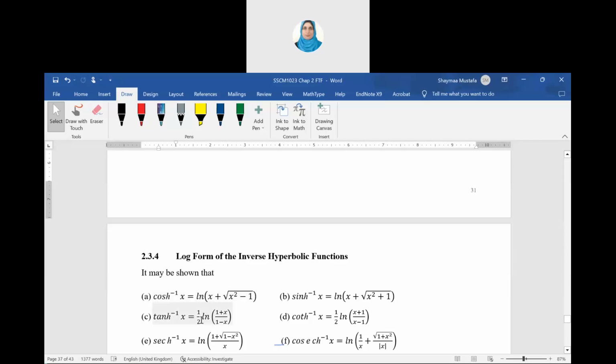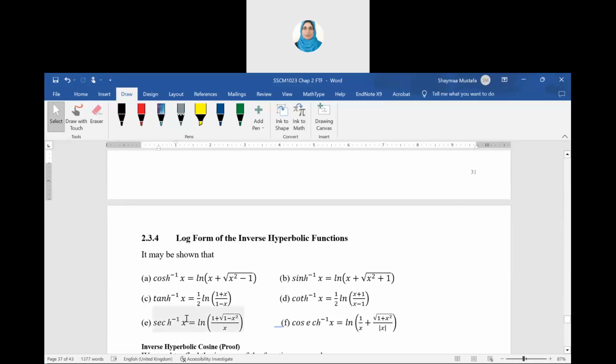The tanh inverse x is equal to 1 over 2 natural logarithm of (1 plus x) over (1 minus x). The coth inverse x is equal to 1 over 2 natural logarithm of (x plus 1) over (x minus 1). Similar for sech inverse and csch inverse x. These are formulas based on the natural logarithm. No need to memorize these formulas. They will all be given to you in the exam.